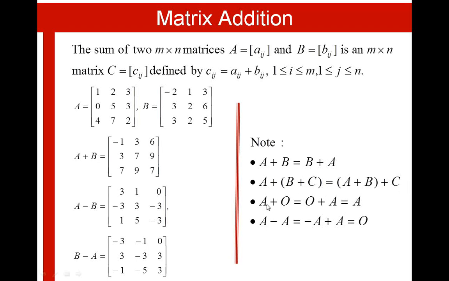Adding any matrix to the zero matrix will produce the A matrix. A minus A is equal to minus A plus A, which is equal to the zero matrix.